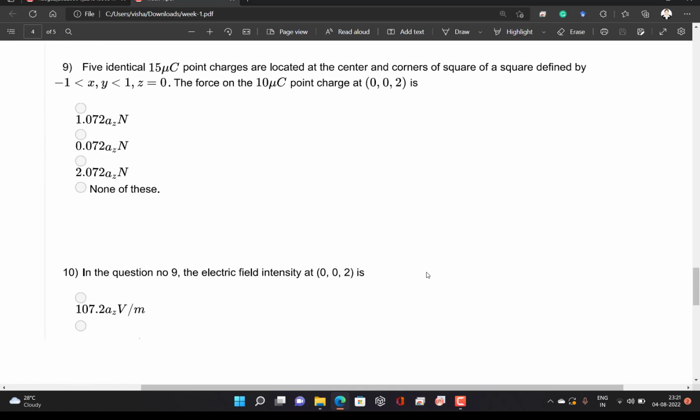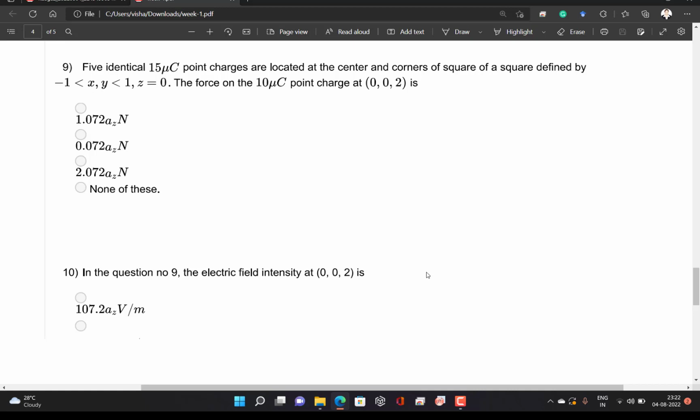So now let's try to solve question number 9. Question number 9 states that 5 identical 15 microcoulomb point charges are located at the center and corners of a square defined by -1 greater than x comma y less than 1, z is equal to 0. The force on the 10 microcoulomb point charge at 0 comma 0 comma 2 is.